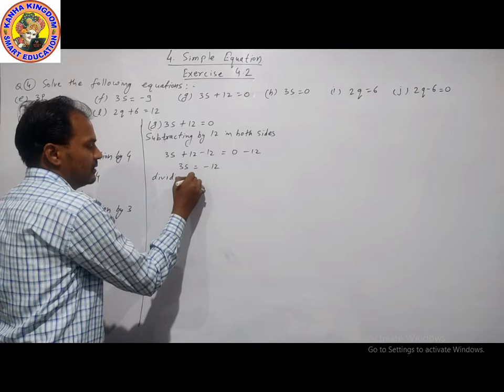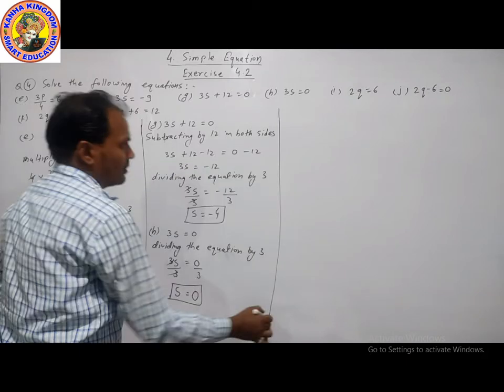3s is equal to 0. This is our equation. Now dividing by 3. 3 and 3 cancel. s is equal to 0 upon 3. 0 upon any number, the answer is 0. So answer is s is equal to 0.